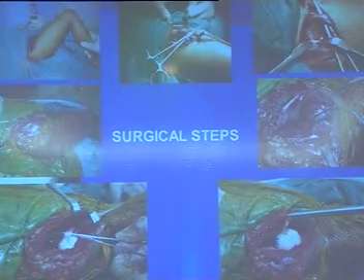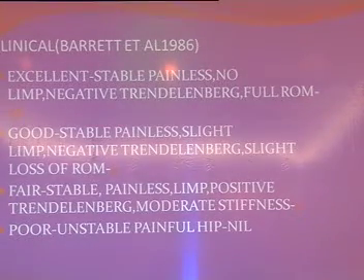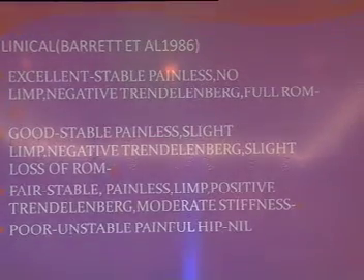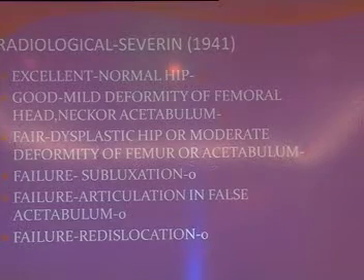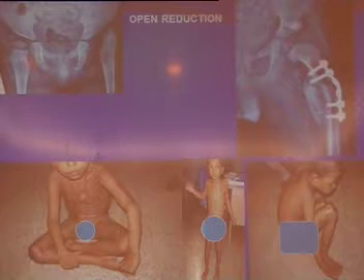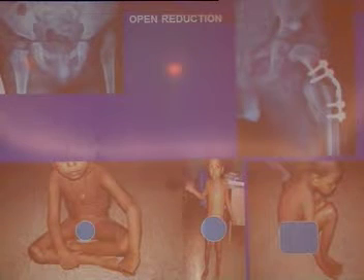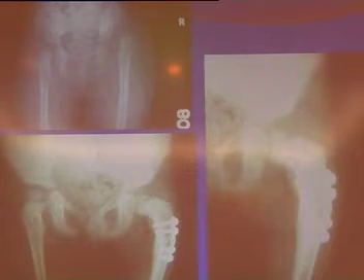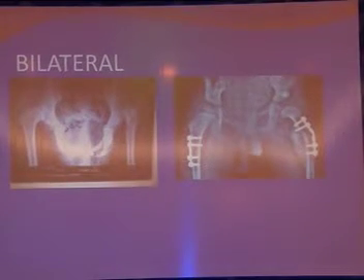These are the surgical steps of the method. Clinically, excellent means stable, painless, limp negative, trend negative, and full range of motion, as described by Barrett et al. in 1986, 28 cases. Radiologically, by Severin classification, there were excellent results in 30 cases, and avascular necrosis was found in 1 case. This is a unilateral case that underwent open reduction, and you can see the movements. This is another case. Cross-leg sitting and squatting are possible in this bilateral case that was operated, and the result is good.